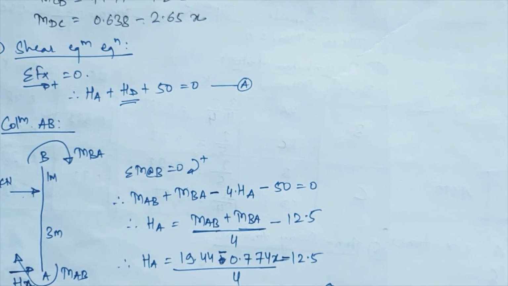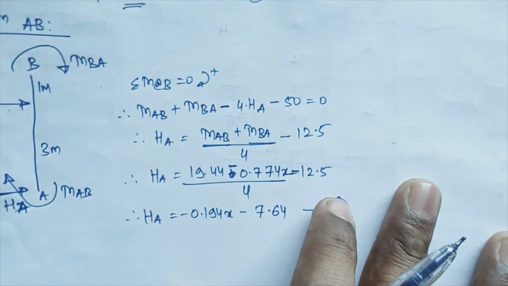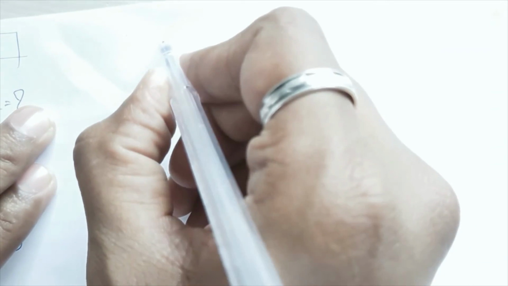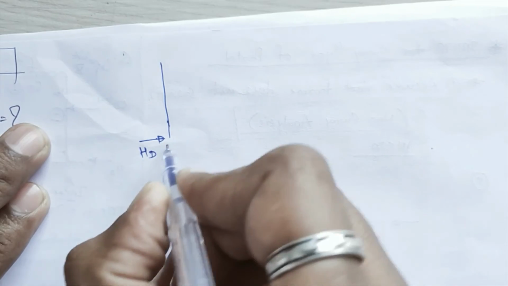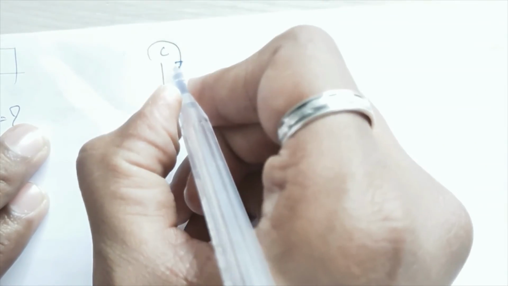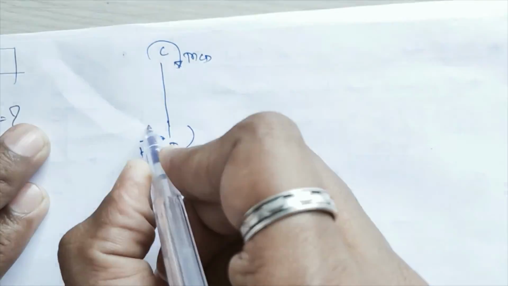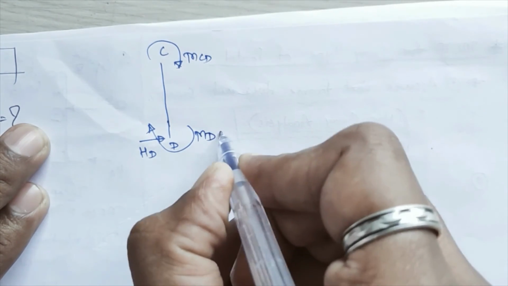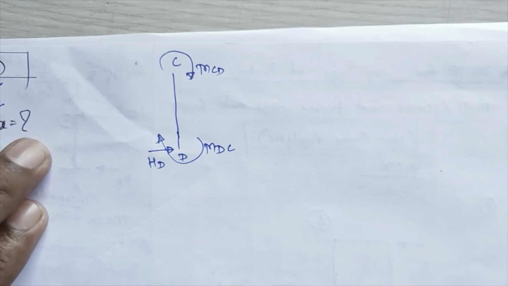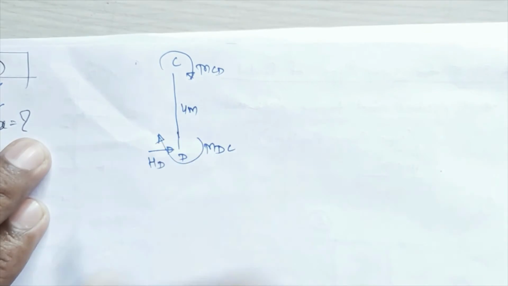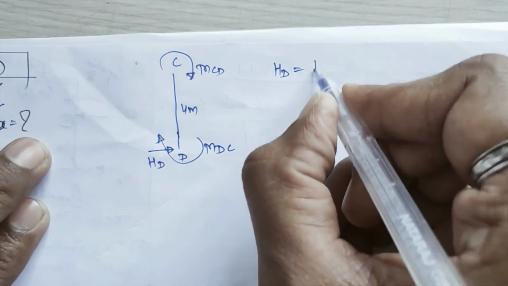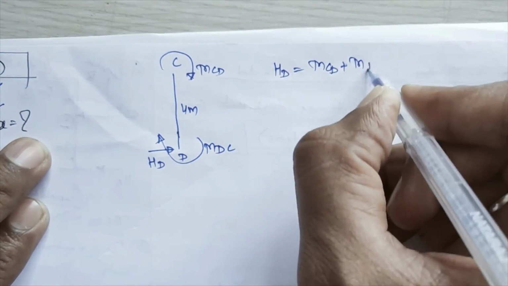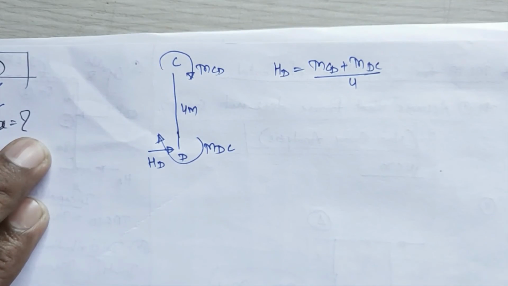Now the second value I have to find out is HD. For that, I need to consider the equilibrium of column CD. Horizontal thrust HD is given for this; this is your joint D, here C. The moment here will be MCD, and the moment initially here will be your MDC. I have told you initially you have to assume these moments as clockwise in nature, and the total length of this is 4. So the HD relation I will get here is MCD plus MDC divided by 4 directly.